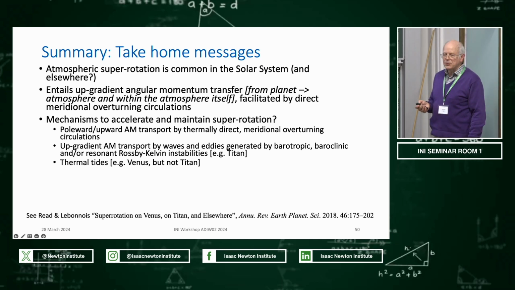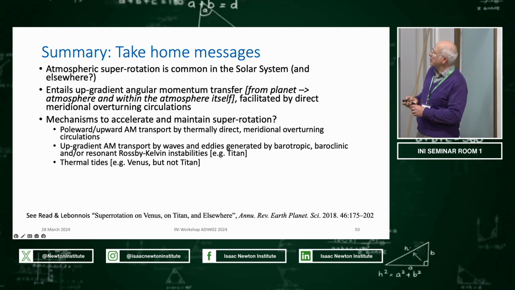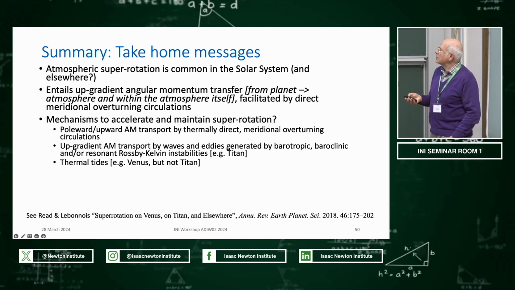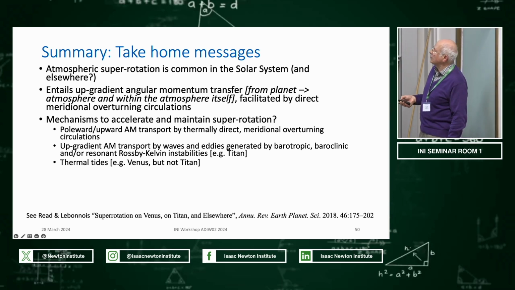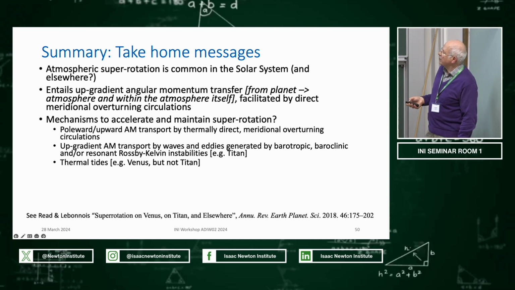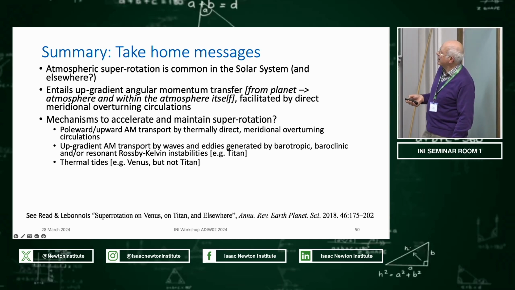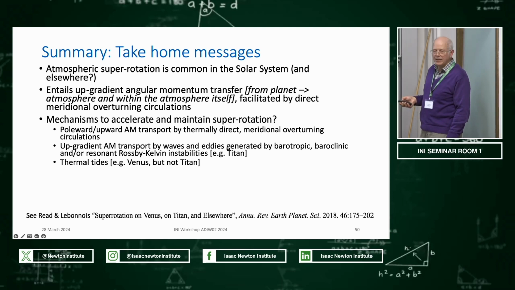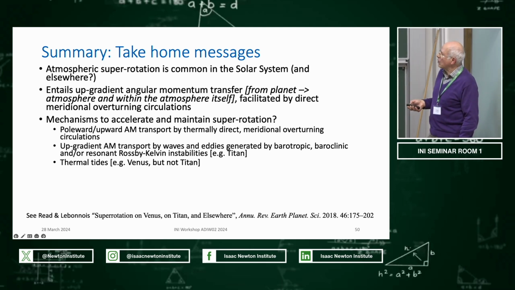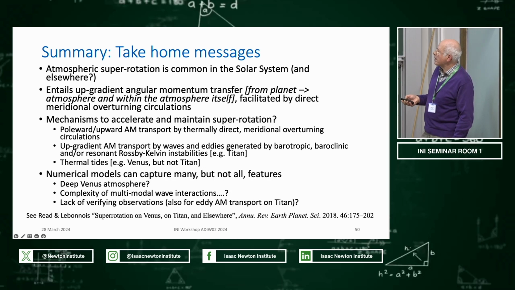There are various mechanisms that we can identify to accelerate and maintain the superrotation. So there's the transport by the meridional overturning circulation itself, which is upwards and polewards, and then you've got upgradient angular momentum transport by eddies that are generated by a range of instabilities, and also possibly by thermal tides as well, particularly relevant to Venus.